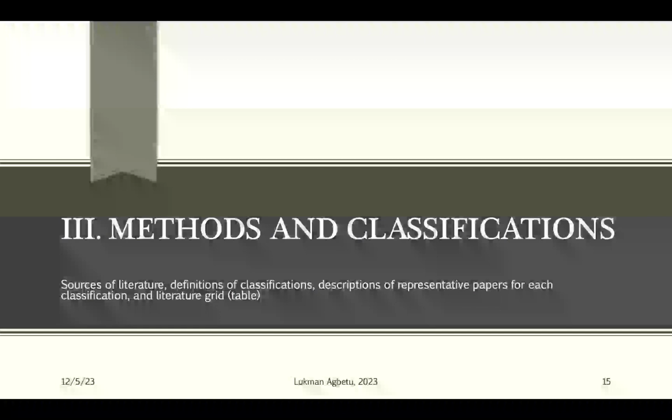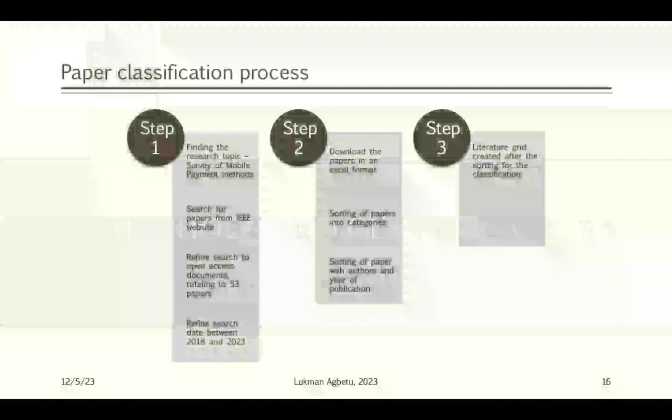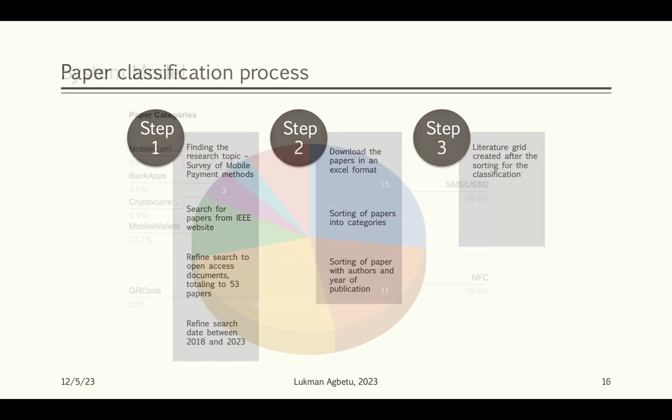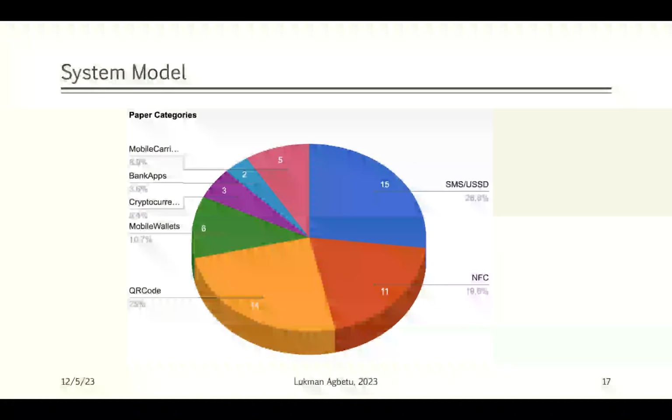So for method and classification, like I said earlier, the papers were gotten from IEEE: finding the research topic, searching for the paper online, refining the paper, and at the end of the day, sorting out the papers and putting them into literature grade. Then this is the system model. Basically, it talks about the category of the papers, and how many papers are included in the 53 papers being discussed. We can say SMS is about 15, QR code is about 14.